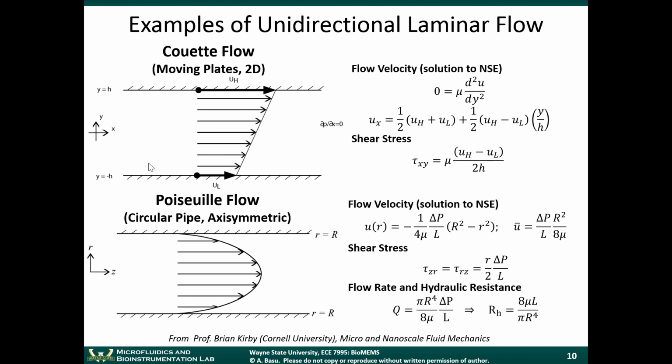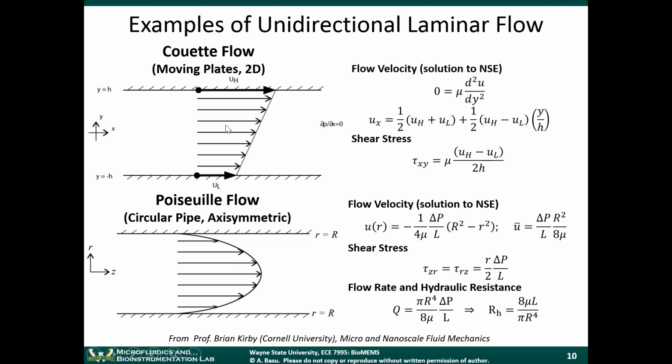So let's say you have two moving plates. One is moving at a faster velocity than the other one. Then you're going to set up a nice linear velocity gradient across there. Couette flow might happen if you're using an oil as a lubricant in an engine, and you have moving parts with an oil layer between them. So that's one example of where this type of flow may happen.